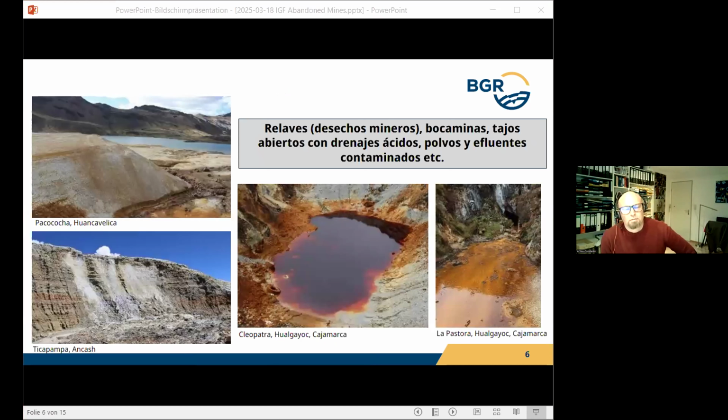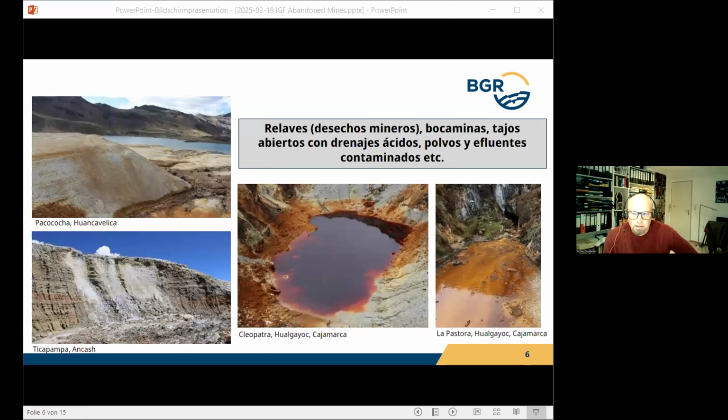In this slide, you can see some pictures of liabilities in Peru. On the left, we can see abandoned tailings. Some of them have heavy metals and they pose significant risks for the environment and health for the surrounding populations, etc.